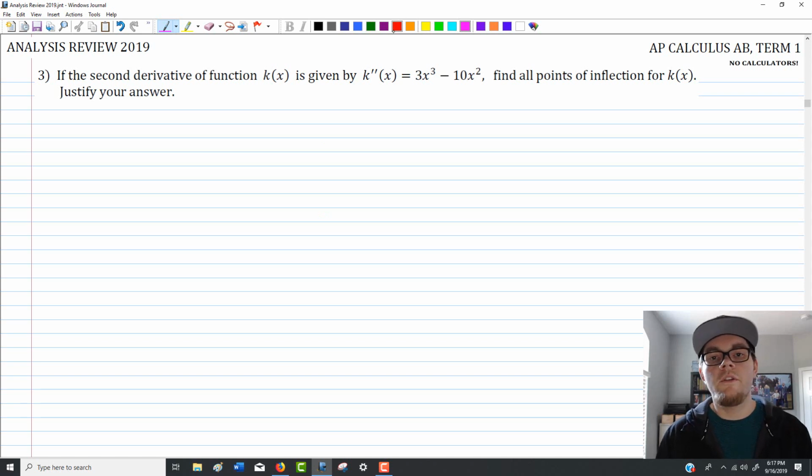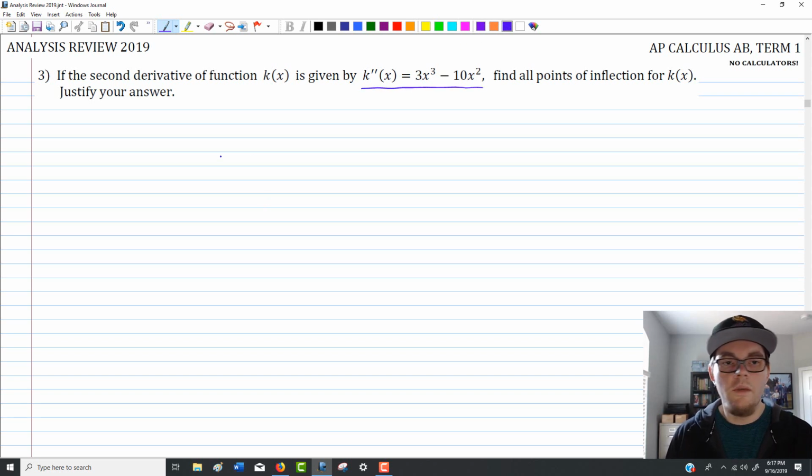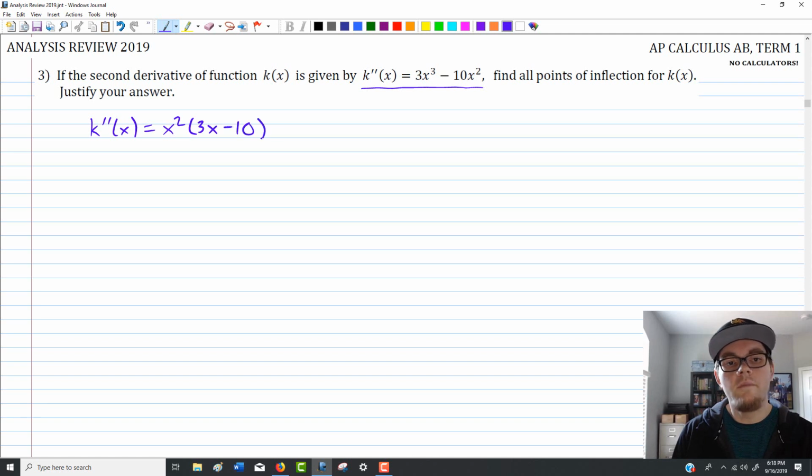Okay, final question I'll do before taking a short little break here. It says the second derivative of function k of x is given by k double prime equals that thing. Find all points of inflection. So now the first thing I'm going to do is thank myself for literally giving myself k double prime to work with, because that saves us a little bit of trouble. So in looking here, we're talking about points of inflection one more time, probably the last one for a while. K double prime can factor out into x squared quantity 3x minus 10.